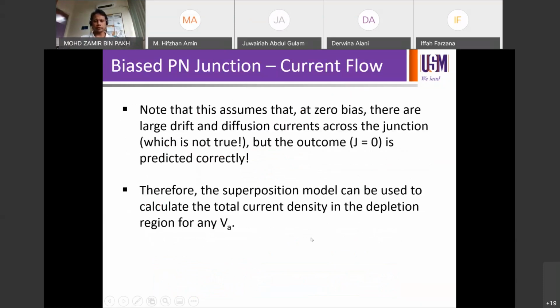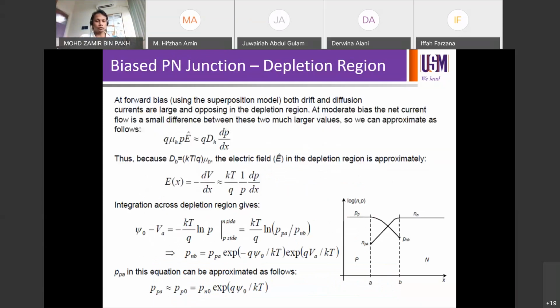Right, the superposition model can be used to calculate the total current density in the depletion region. We're going to use this one later on when we talk about applied bias at certain magnitude, and then when we need to calculate all our minority carriers on the other side of the junction. We're going to go through the calculation later on.